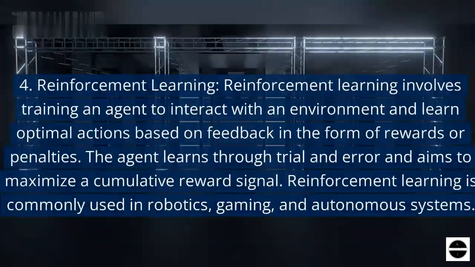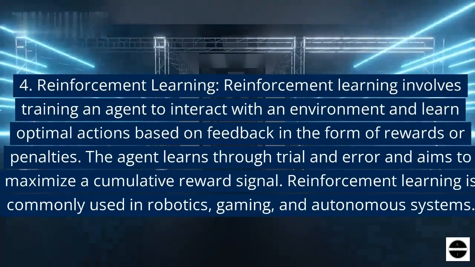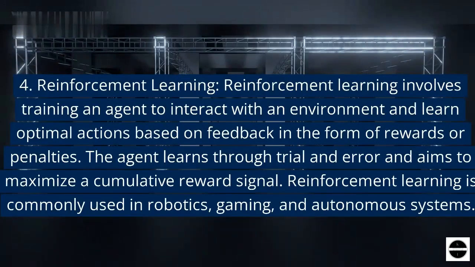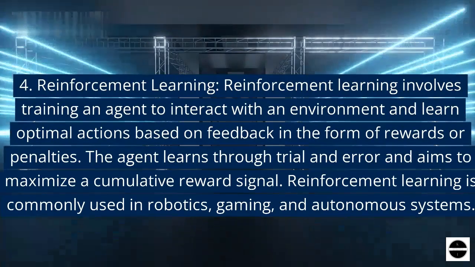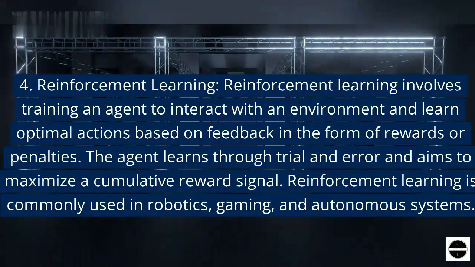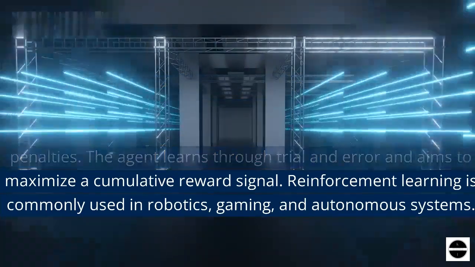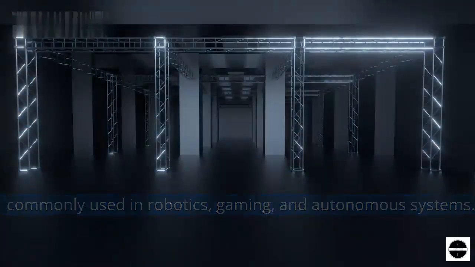data. 4. Reinforcement learning. Reinforcement learning involves training an agent to interact with an environment and learn optimal actions based on feedback in the form of rewards or penalties. The agent learns through trial and error and aims to maximize a cumulative reward signal. Reinforcement learning is commonly used in robotics, gaming, and autonomous systems.